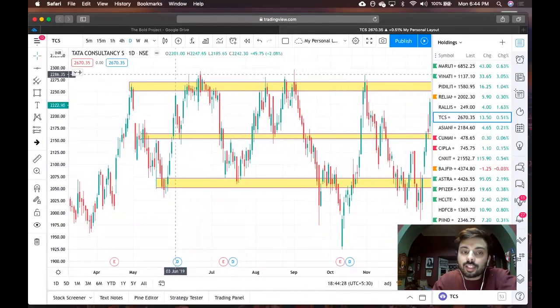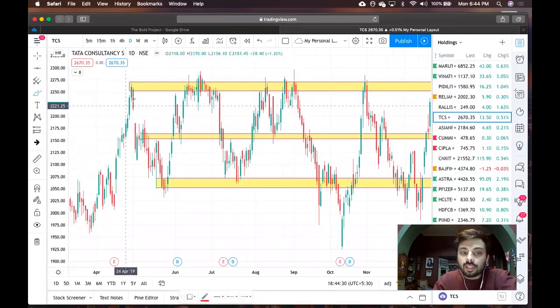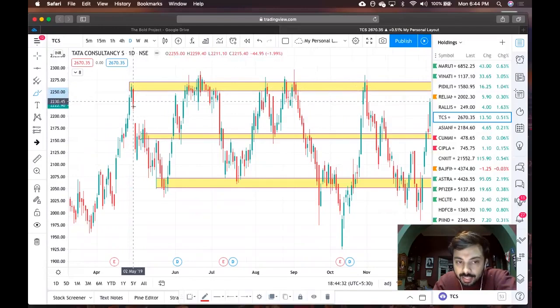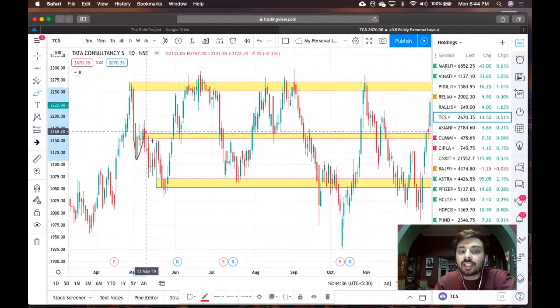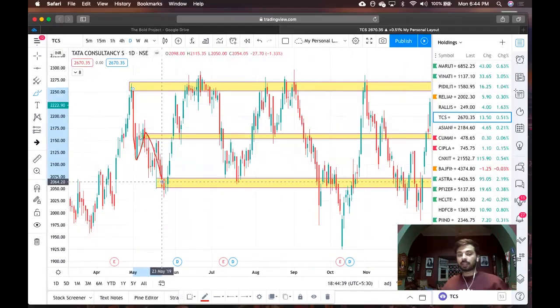How do I know it's a very good level? Now look at the examples. Markets were at resistance. It came down to support, broke the support, went and retested, and again went down. Think about it.